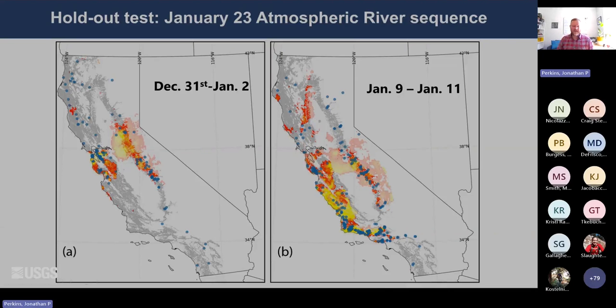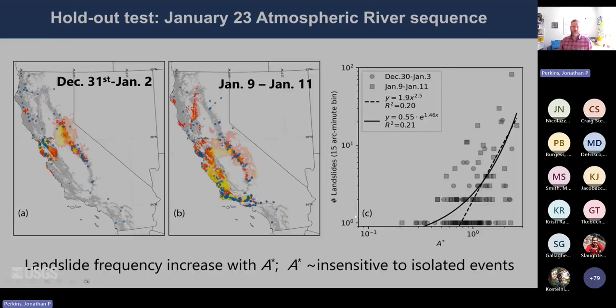And one of the things that allows us to do too is to see how that spatial density correlates to the underlying A-star. What this plot is showing is I binned each of these events into 15 arc minute bins and then looked at the landslide numbers in each of those. And what you can see is that as A-star increases, you get higher densities of landslides, right? And what it does a bad job of is when you have lower A-star values, we get these isolated events that it's just not picking up very well.